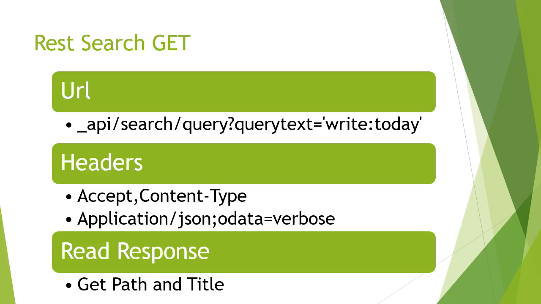So let's get started. First, you need to get the URL ready. The URL for getting the items which are created today uses the search API. We have to pass the query text write:today. As usual, we pass the accept and content type application JSON OData equal to verbose. And here we will focus on reading the response. What are the properties we are going to read? We are going to read the path and the title.